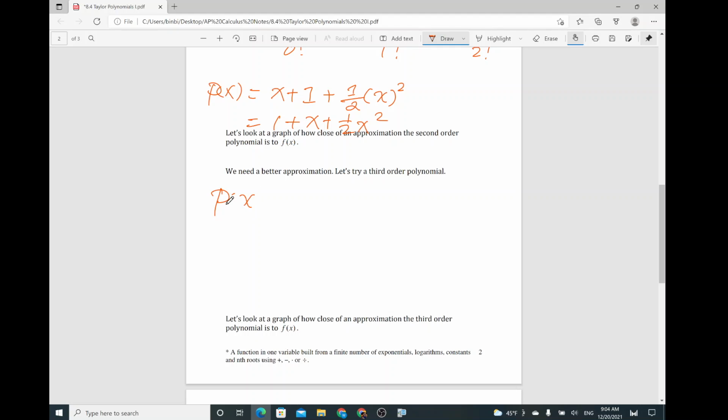The third order, based on what we found, 1 plus x plus 1/2 x squared. The third order term would be f triple prime of c times x minus c to the power of 3, all over 3 factorial. As you can see, c is 0, so x to the power of 3 is the variable to the power. The third derivative of e to the power of x is e to the power of x, so e to the power of 0 is just 1. 3 factorial is 6. So this is written as 1 plus x plus 1/2 x squared plus 1/6 x to the power of 3.